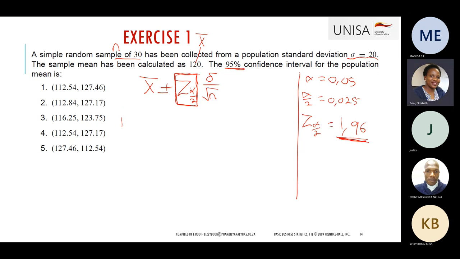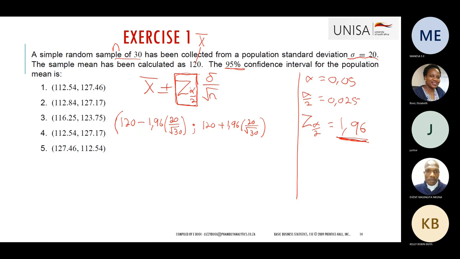Okay. So your mean is 120 plus or minus, or we can also even just split it. 120 minus 1.96 times your standard deviation of 20 divided by the square root of 30. That is your lower limit. Your upper limit, 120 plus 1.96 times 20 divided by the square root of 30.